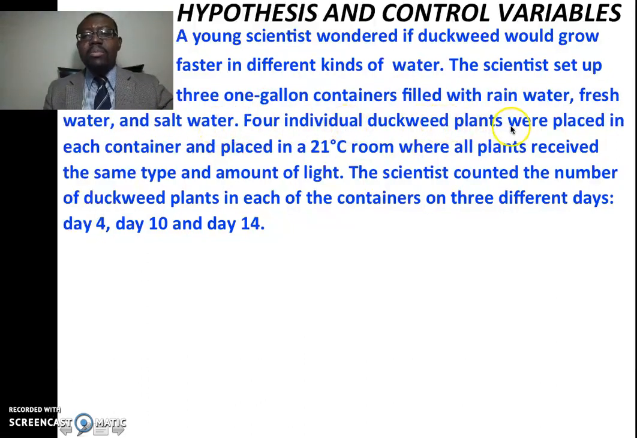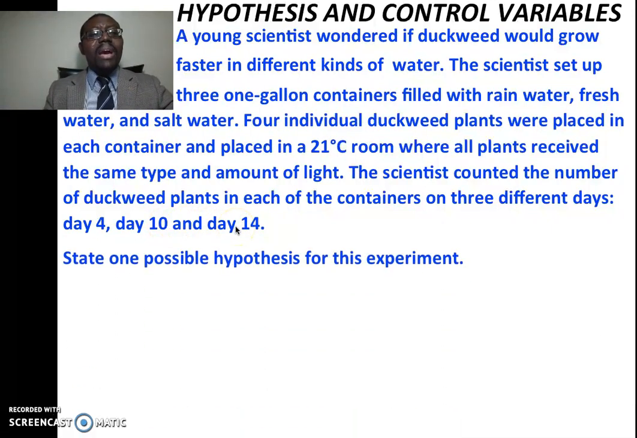4 individual duckweed plants were placed in each container and placed in a 21 degrees Celsius room temperature where all plants received the same type and amount of light. So this is designing an experiment. These are the control variables, the things that we are keeping the same in this experiment. The scientists counted the number of duckweed plants in each of the containers on 3 different days: day 4, day 10, and also day 14.